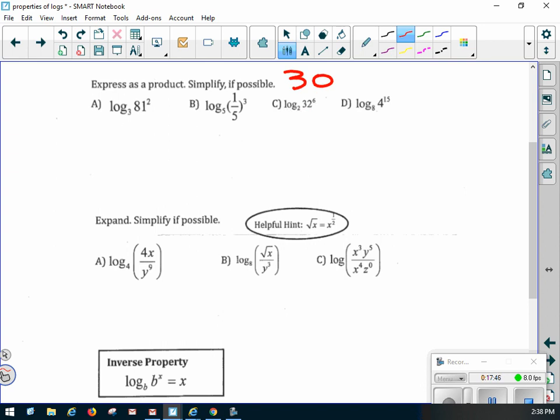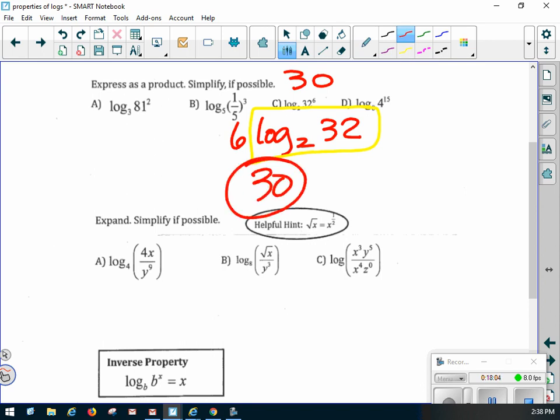Take that exponent, pull it down as a coefficient, and what are you going to write down? 6 log base 2 of 32. But what's log base 2 of 32? 5, and 6 times 5 is 30. See how much easier it is that way?